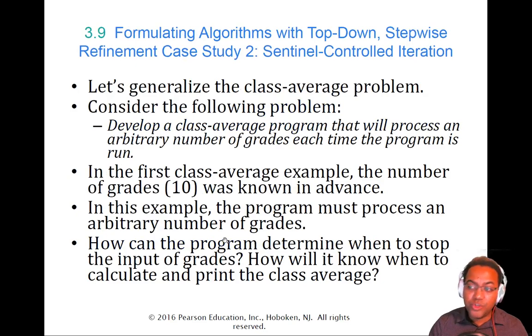So if we generalize the class average problem, we'll consider that we're developing a class average program that will process an arbitrary number of grades each time the program is run. Now, remember that in this program, we were only calculating 10 grades. That's not conducive to a real-world example because in the real world, you might have a class with 20 students, you might have a class with 12. There might be 15 or 29. So we don't want to always hard-code the amount of positions that an array will have. What we want is to allow the user to put in an arbitrary amount of numbers, and then we can calculate the average grade from that arbitrary number.